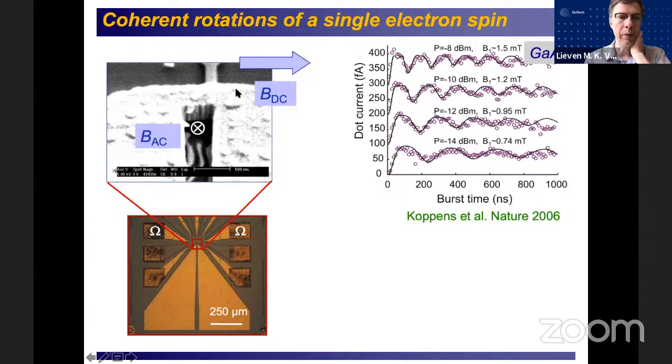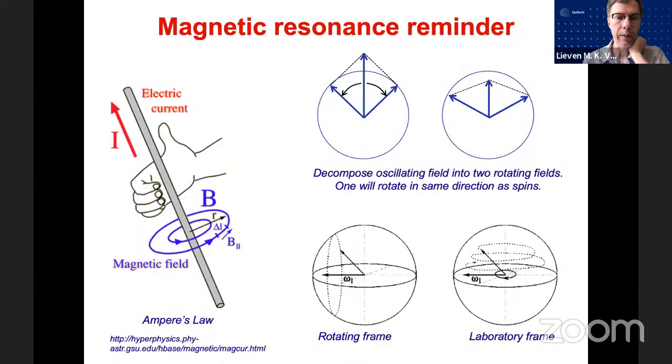The oscillating magnetic field was produced by sending an oscillating current through this very short piece of metal that you can see sitting on top of the quantum dot gates. And that oscillating current, of course, produces an oscillating magnetic field at the dot location through Ampere's law. Let me just remind you: if you have a current through a wire, you get a magnetic field around it. If the current oscillates, the magnetic field oscillates.